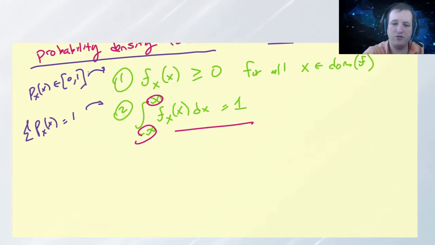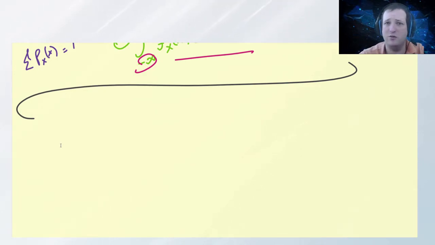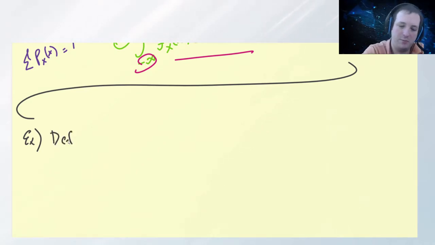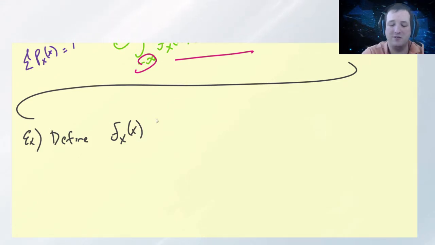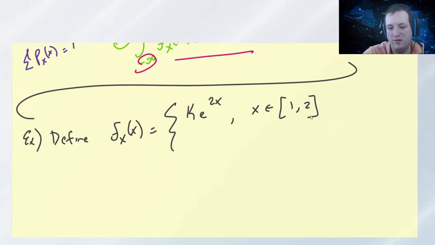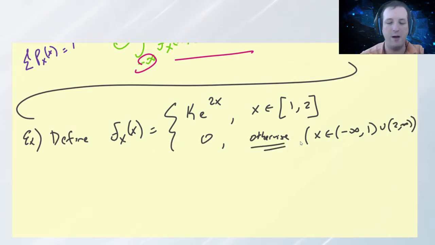So let us look at a particular example to see how we can test or build a function into a probability density function. We're going to begin by defining f of x. We're dealing with a random variable x, and we're going to assume it's continuous. It's going to be equal to k e to the power 2x on the continuous interval [1, 2], and let's assume it's 0 otherwise. When I say otherwise, that means x belongs to the interval negative infinity to 1 union 2 to infinity. That's just shorthand for that.